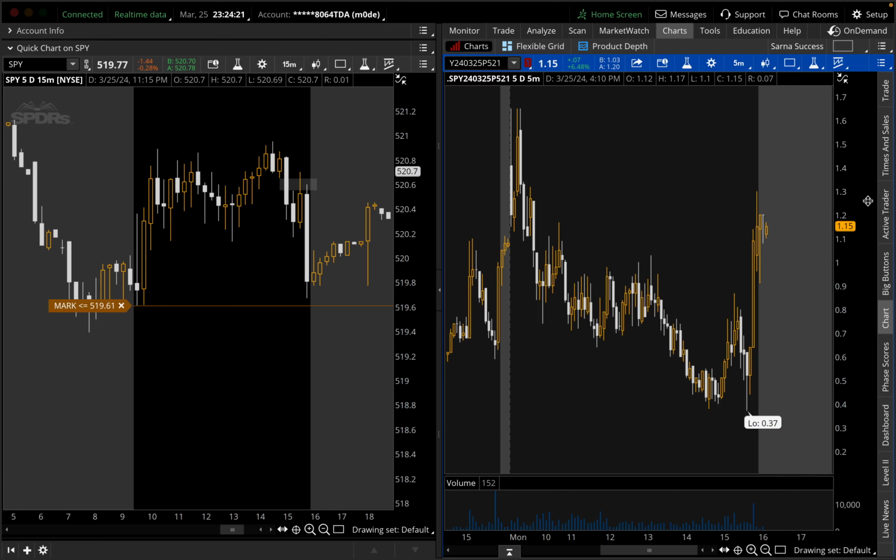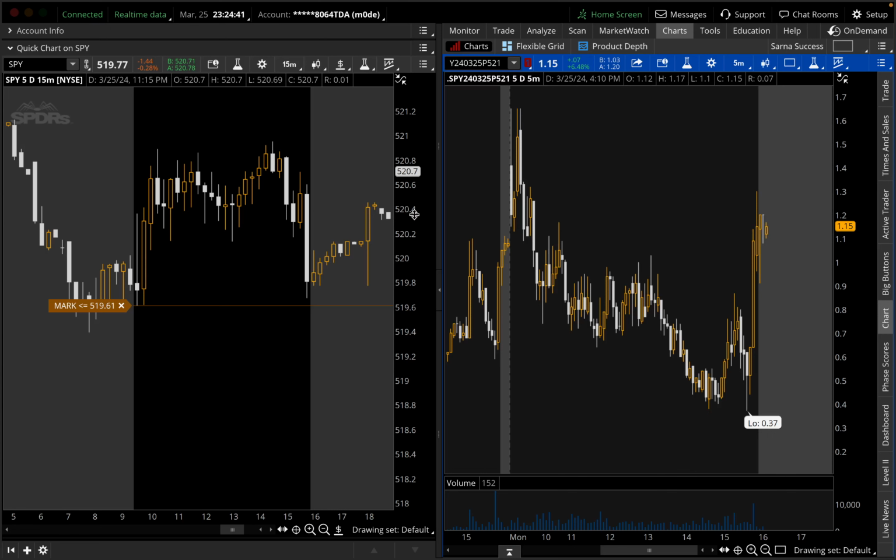It was the 521 puts. We took them from 50 cents all the way up to about $1.20, $1.25. Not a lot of drawdown, but everything was really mapped out. What I want you guys to focus your attention on really quick is, let's clean up the chart. This is SPY on a 15-minute chart.